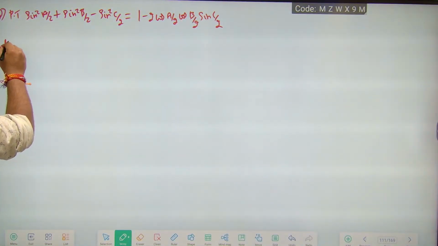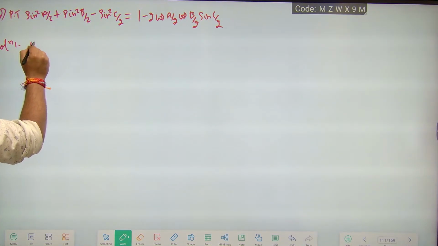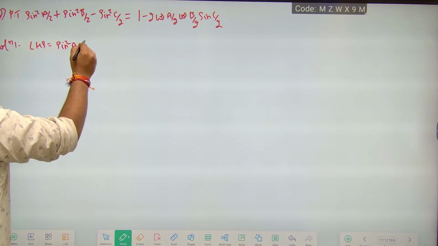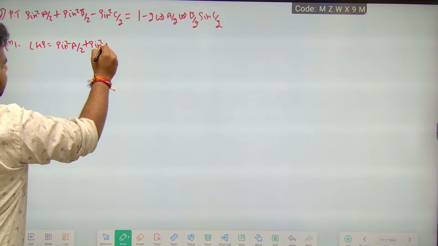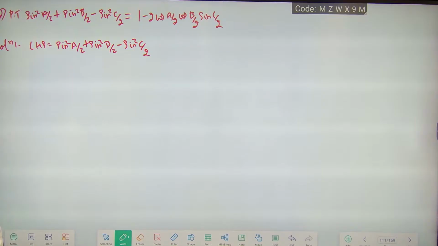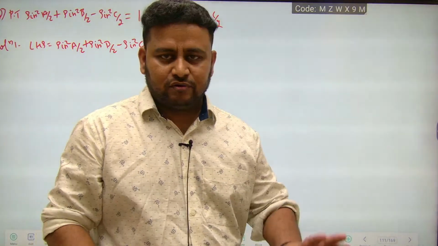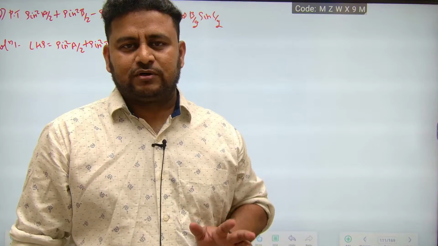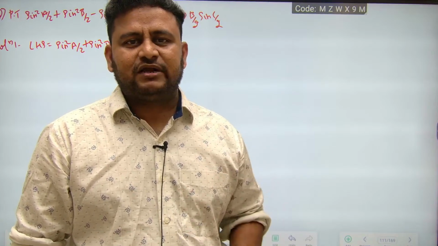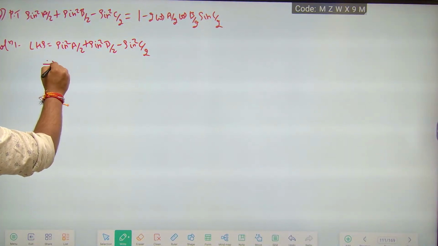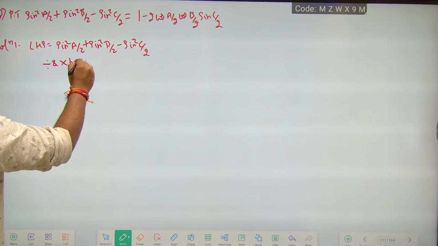Solution. LHS is equal to sin square A by 2 plus sin square B by 2 minus sin square C by 2. Those who have watched my JEE classes would know, whenever we get sin square like this, it is mandatory we multiply and divide by 2, because for 2 sin square A by 2 we have certain formulas. So we will divide and multiply by 2.